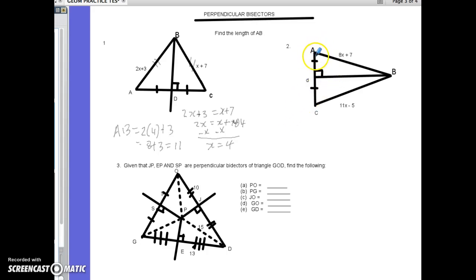Here, over here we also have a bisector. Bisector is, this should be D. BD is a bisector and it's perpendicular. And this one I'll pick up on another video, I think, because my time is just about done.